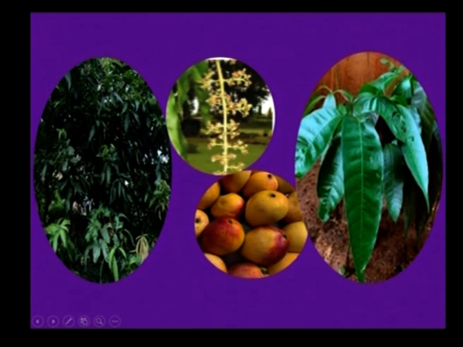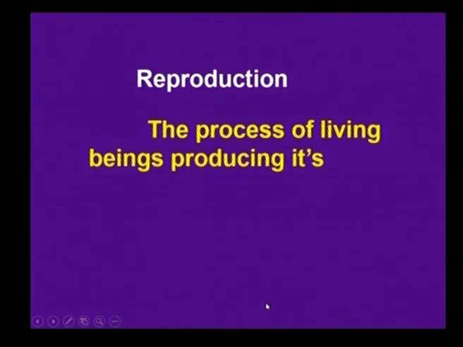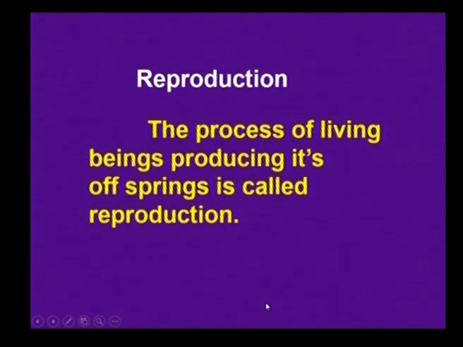Observe, children, this is a mango tree. This is the flowering of the mango tree. Flowers give rise to fruits, which under favorable conditions grow into new plants. This is called reproduction. The process of living beings producing their offspring is called reproduction.